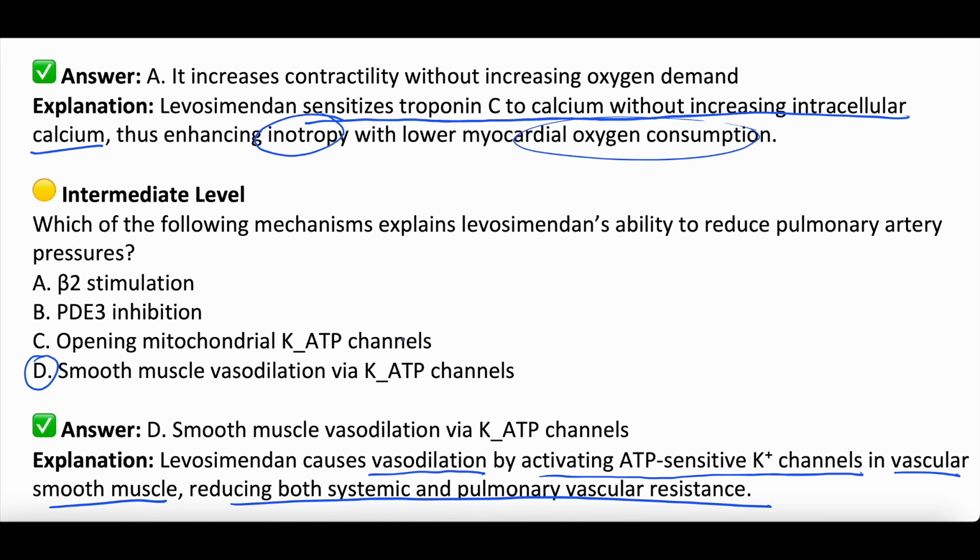What are the other options here? A was beta-2 stimulation. Levosimendan does not have beta-2 effects. Some of our adrenergic vasopressors have some beta-2 effects. Dobutamine is the inotrope that does have beta-2 effects, leading to some vasodilation. Option B was PDE3, phosphodiesterase 3 inhibition. This is the mechanism of Milrinone. And then option C was opening mitochondrial potassium ATP channels. Levosimendan does do this, but it just doesn't answer the question.